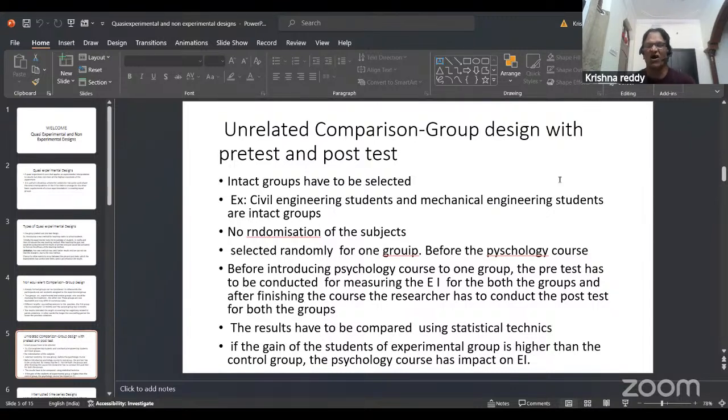Similarly here, after the psychology course is introduced, the test is conducted for both the groups, and if there is any variation, that variation is to be attributed to the psychology course, variation in terms of emotional intelligence. If you find any difference between the emotional intelligence of one group and the other group, then this psychology course has an impact or effect on the emotional intelligence of the students.